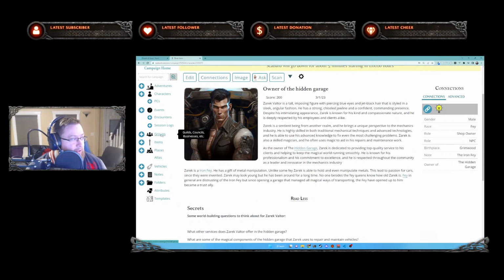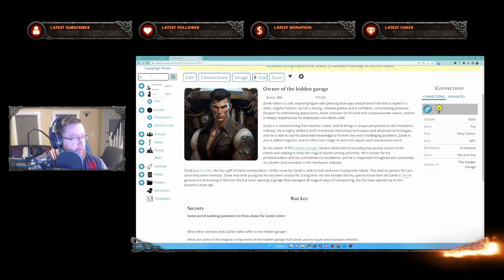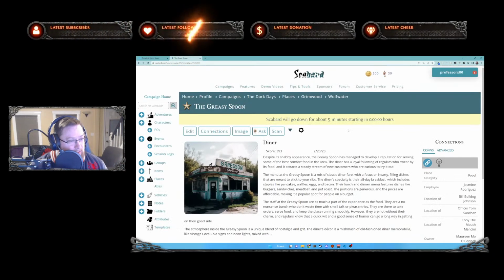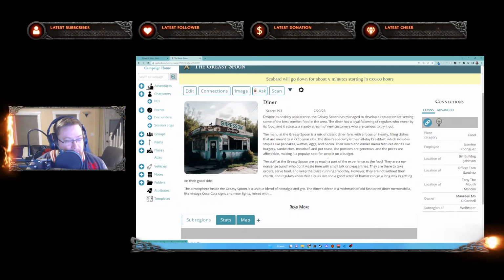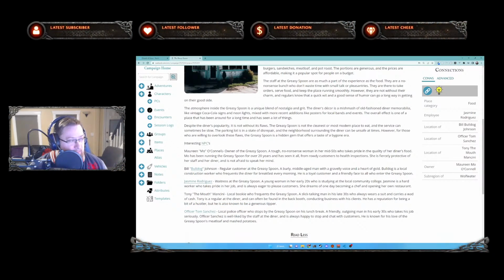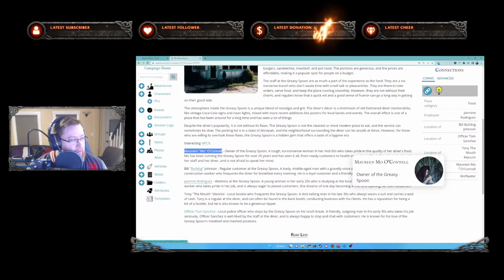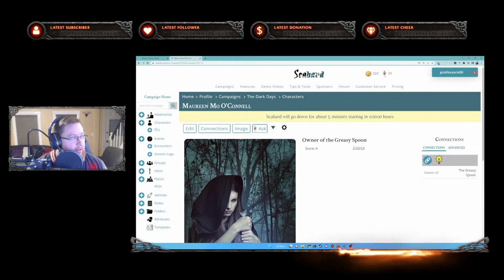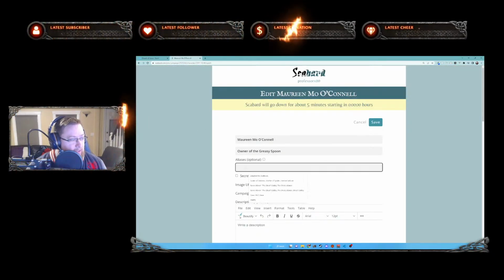Going to a couple places that might show off the connections a little better, I put the Greasy Spoon. The Greasy Spoon probably has quite a few connections. What's nice is I wrote out this description, and then I put some interesting NPCs that might show up. In fact, Maureen isn't listed, that's why. You can fix that by going in here and putting it in so that it knows.